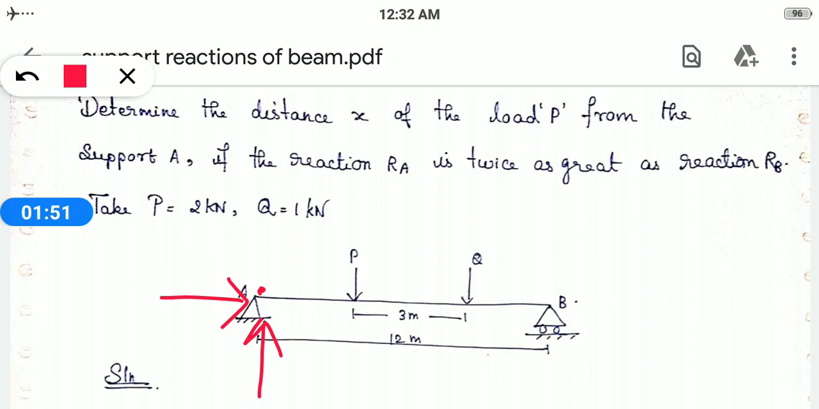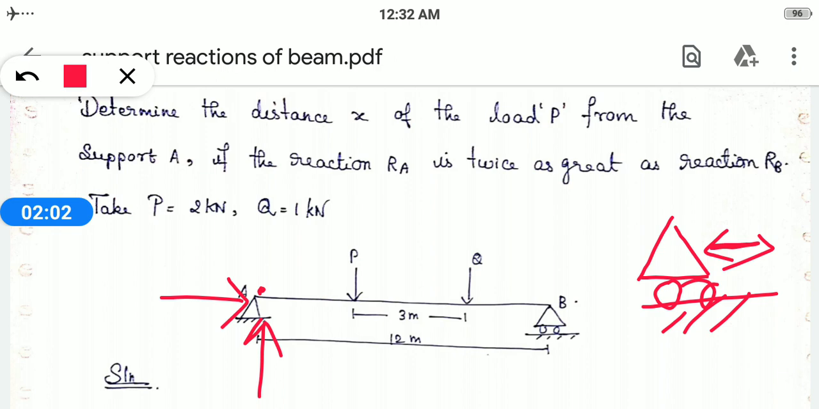But see, in the case of B, there is a roller support. That means your beam is located on a roller, so it can move in the horizontal direction, both ways. So the reaction will be only on the vertical side. This is the concept of putting the reaction. To view this, you can view the last class video.